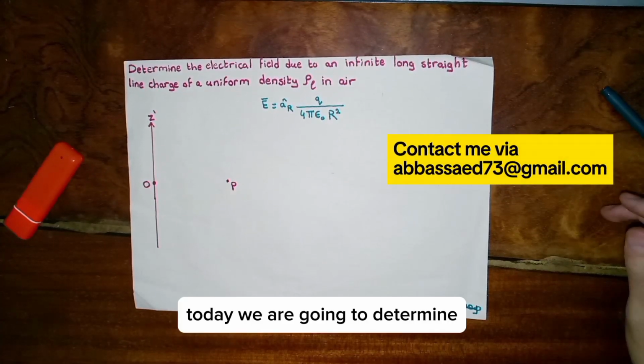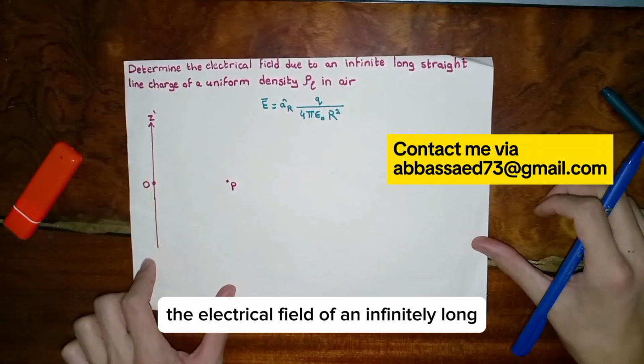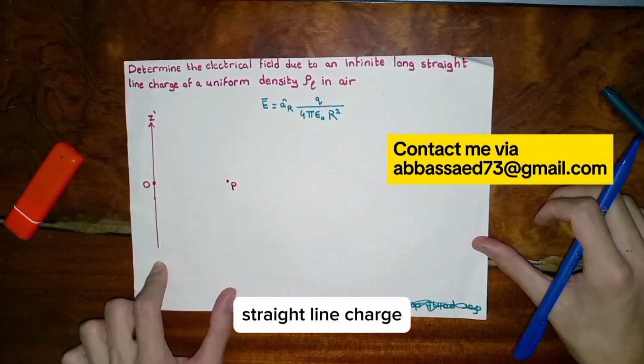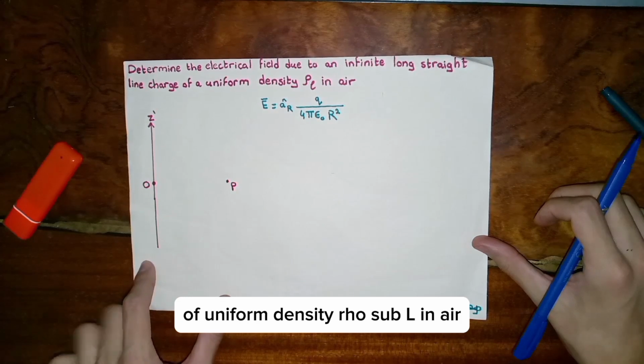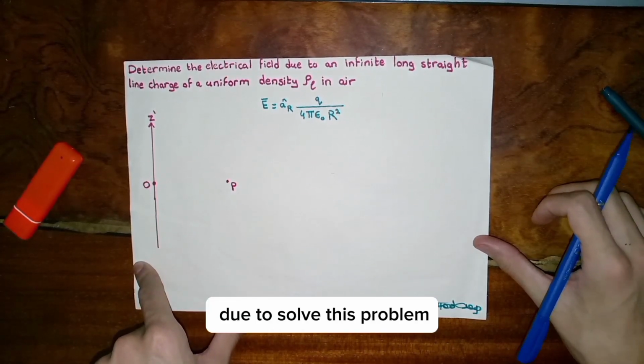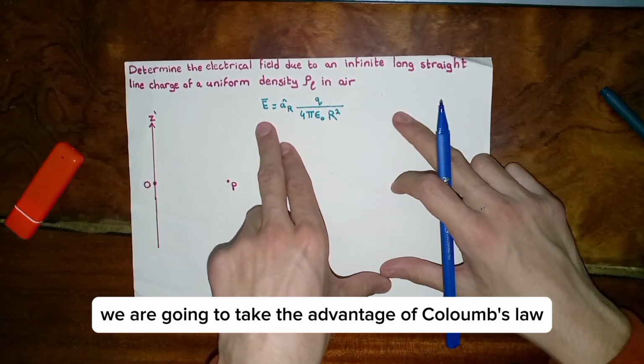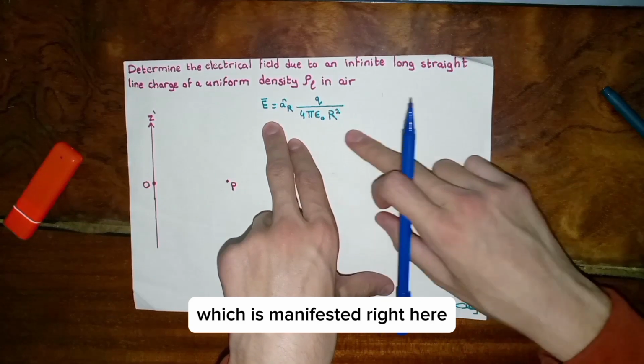Hi, today we are going to determine the electrical field of an infinitely long straight line charge of uniform density rho sub L in air. To solve this problem, we are going to take advantage of Coulomb's law, which is manifested right here.